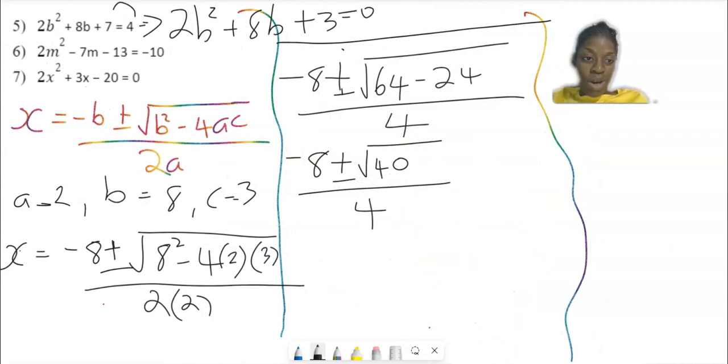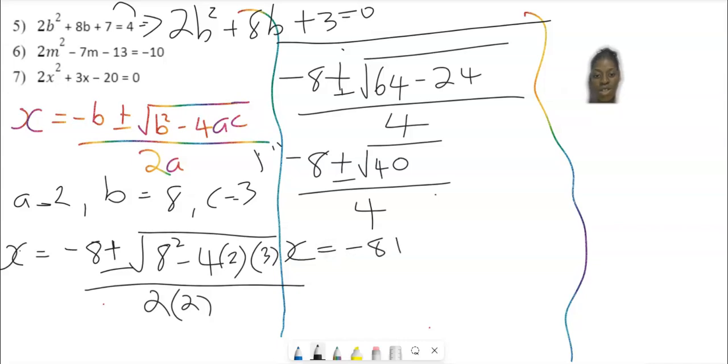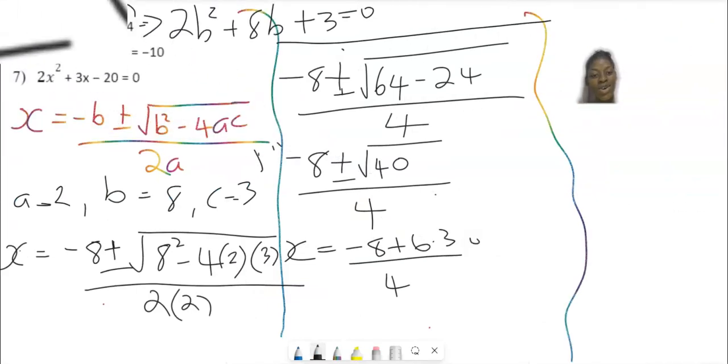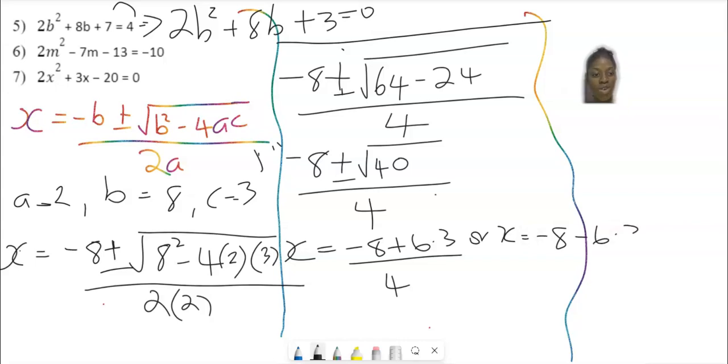over 4. At this point now, after you find the square root, we're going to separate the plus and the minus sign. The square root of 40 is 6.3 to 1 decimal place. So we're going to have x equal negative 8 plus 6.3 divided by 4. Observe that I only said plus. Or x equal negative 8 minus 6.3, divided by 4. And observe that I have now said minus. So at this point we split the plus or minus sign.